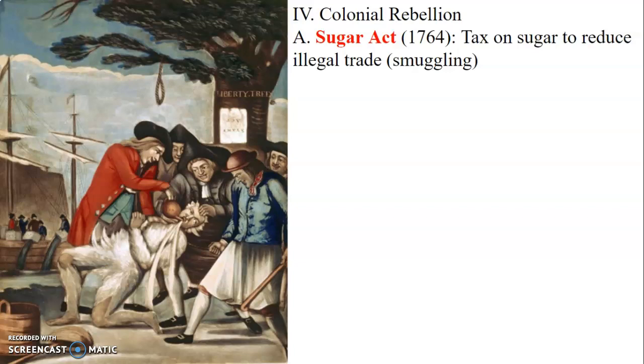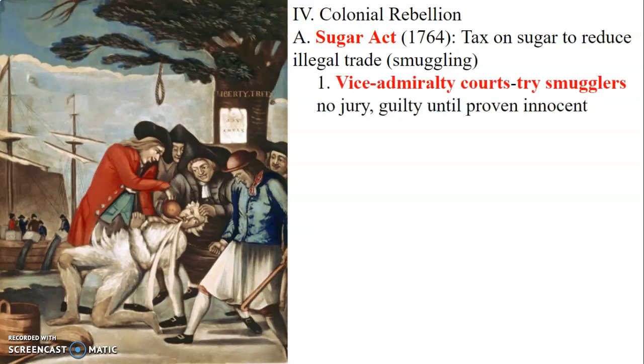Another part of the taxes that the British tried to put on the colonists was the Sugar Act of 1764. It was a tax on sugar to reduce illegal trade or smuggling. Remember, through the Navigation Acts, you could only trade with Britain, but that doesn't mean that we only want British goods. Maybe I want to buy some stuff from France or Germany or other countries. So a lot of smuggling happened, and the Sugar Act was meant to stop this smuggling. This does not go over well for the colonists.